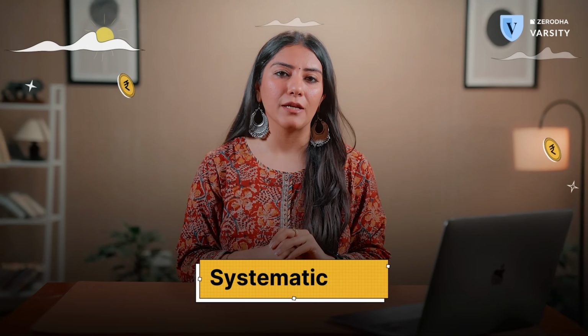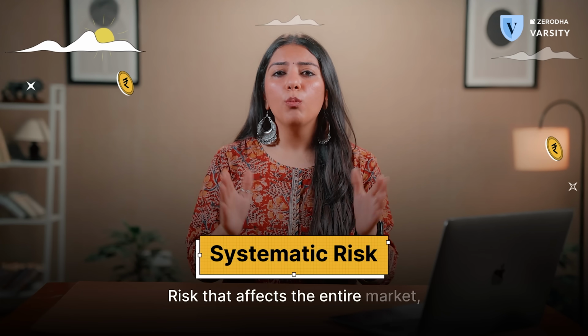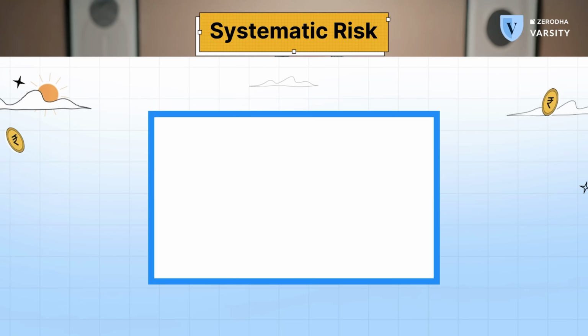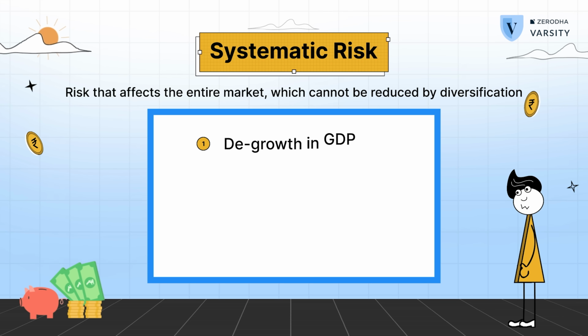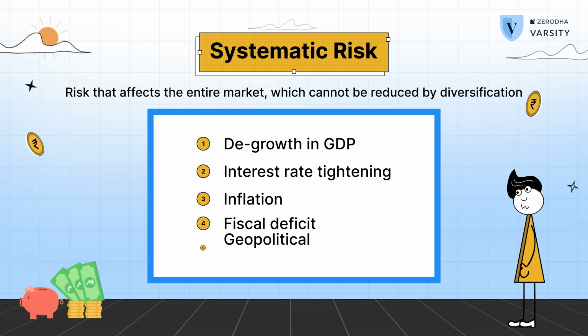However, even after you have diversified properly, one type of risk still remains, and that is called systematic risk. Now, what is the systematic risk? It is the risk that is common to all stocks in the market. Systematic risk arises from common market factors such as the macroeconomic landscape, political situation, geographical stability, monetary framework, etc. A few specific systematic risks which can drag the stock price down are degrowth in GDP, interest rates tightening, inflation, fiscal deficit, and geopolitical risk.